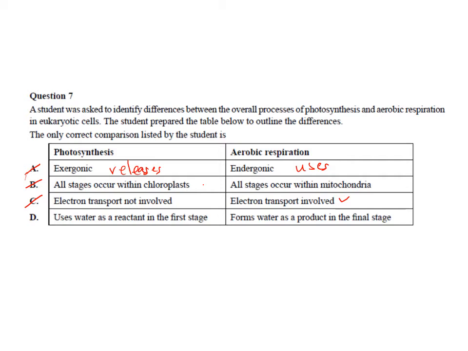Photosynthesis uses water as a reactant. So remember, a reactant is an input in the first stage. And the first stage of photosynthesis is the light-dependent stage, where sunlight energy splits the water into H2O. So we know that this bit is correct. And then aerobic respiration forms water as a product, so as an output in the final stage. And we know this is correct. In the electron transport chain, hydrogens and oxygens bind together to produce water. Okay, so the correct answer here is D.